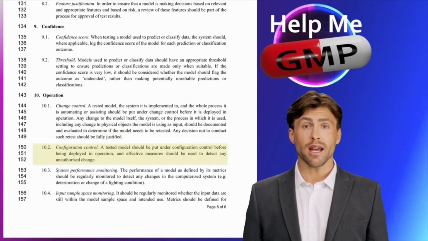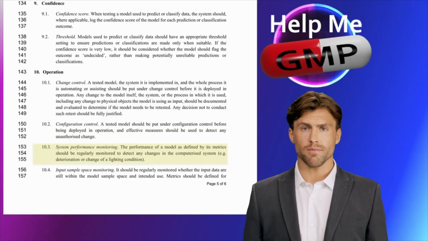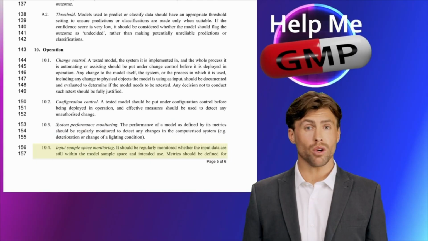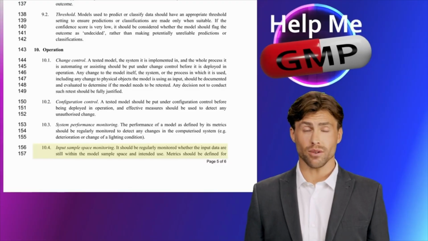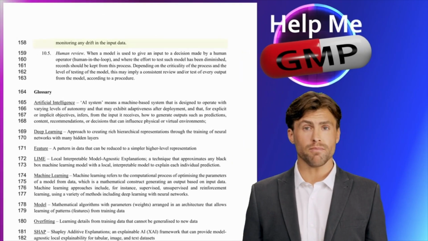Configuration control. A tested model should be put under configuration control before being deployed in operation, and effective measures should be used to detect any unauthorized change. System performance monitoring. The performance of a model, as defined by its metrics, should be regularly monitored to detect any changes in the computerized system. Input sample space monitoring. It should be regularly monitored whether the input data are still within the model sample space and intended use. Metrics should be defined for monitoring any drift in the input data.